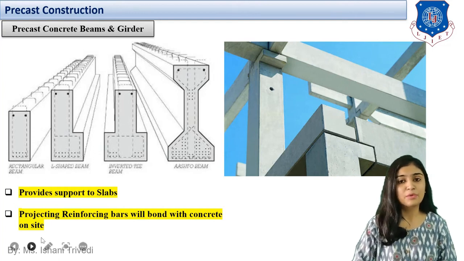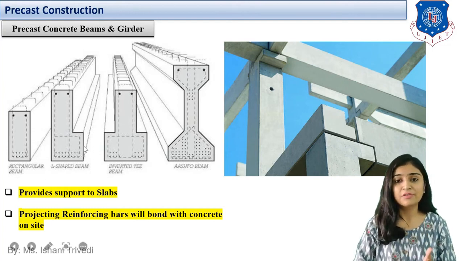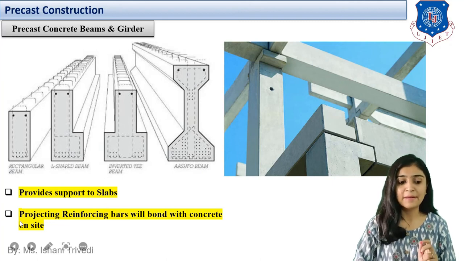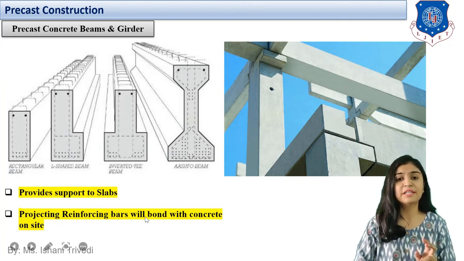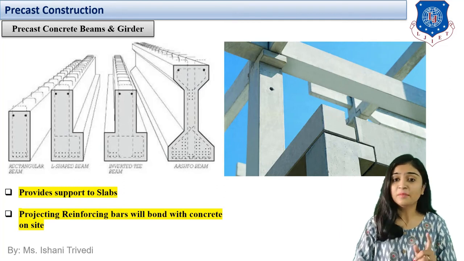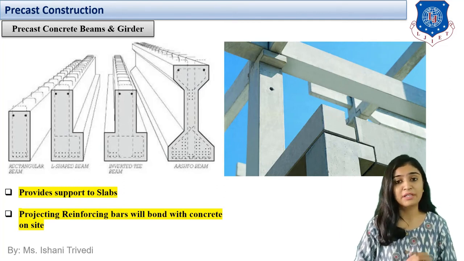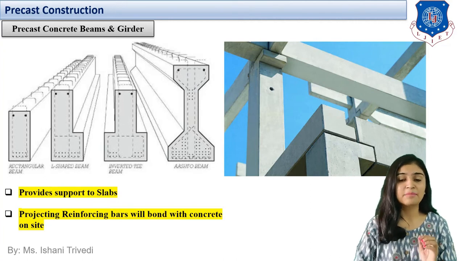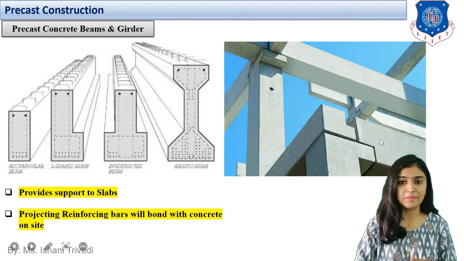So it provides support to the slab. The major function of these is to provide support to the slab. Projecting reinforcing bars will bond with concrete on the side. So from this, you can also conclude that a little bit of on-site concreting work will have to be done for providing the bonding between the two connected members.